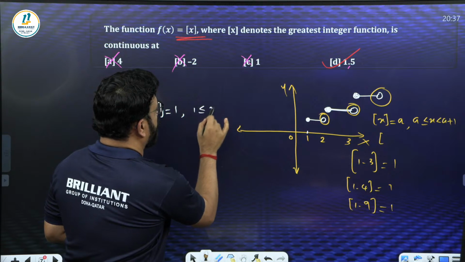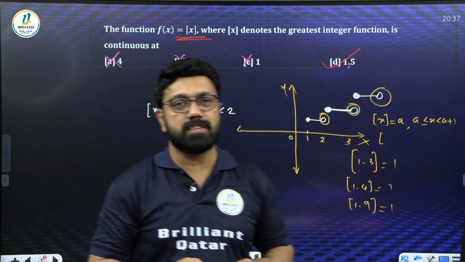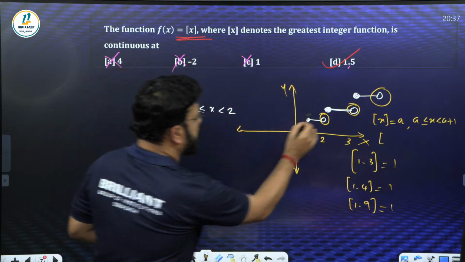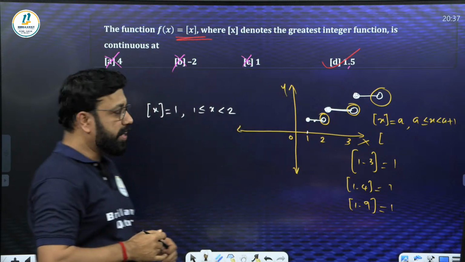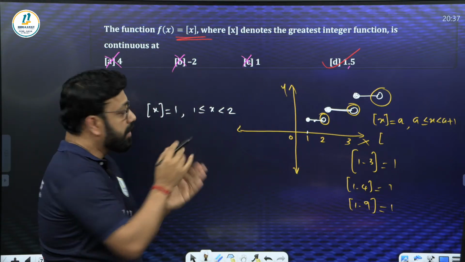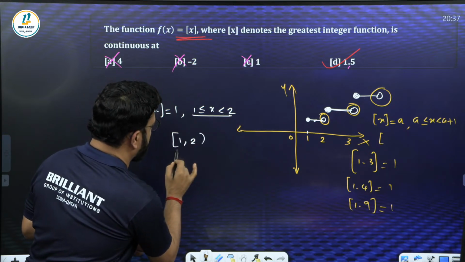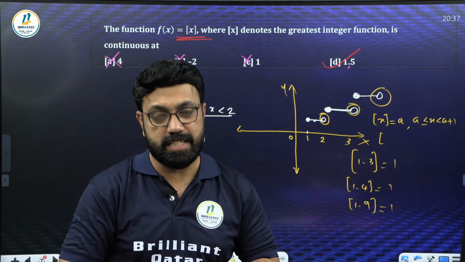1 less than or equal to x less than what? 2. From 1 to 2, infinite points are there because of real numbers. From 1 to 2 it is continuous, as I mentioned here. So it is continuous in that particular part. That means from 1 to 2 it is continuous, but at 2 it is discontinuous.